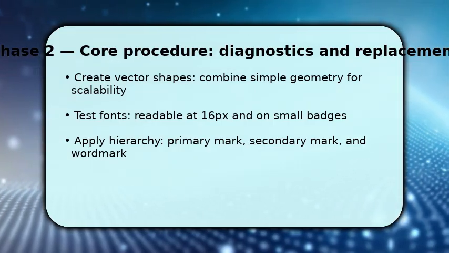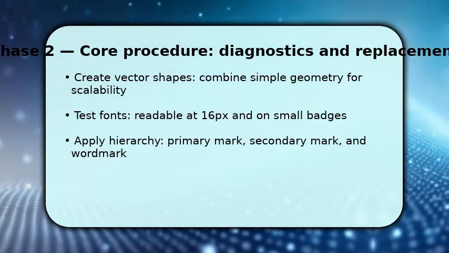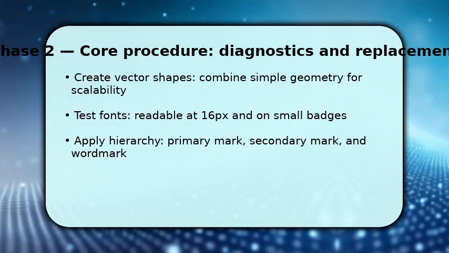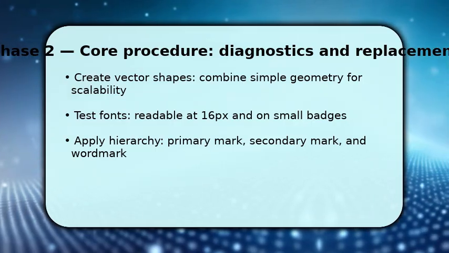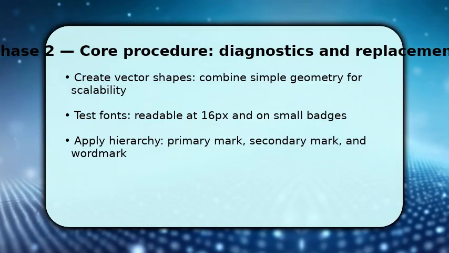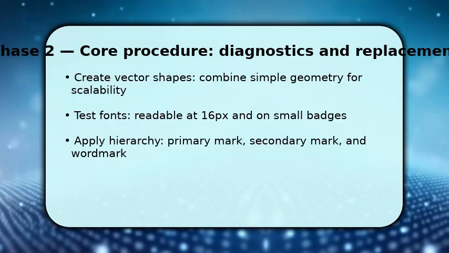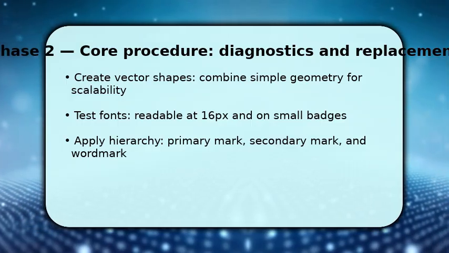Once you have a primary mark, pair it with a word mark. Choose a font that stays legible at 16px and on pins. Make variations, full color, one color, and icon only. Then export SVG and 3 PNG sizes for immediate testing across profiles and mockups.